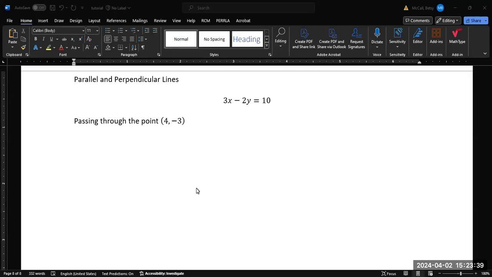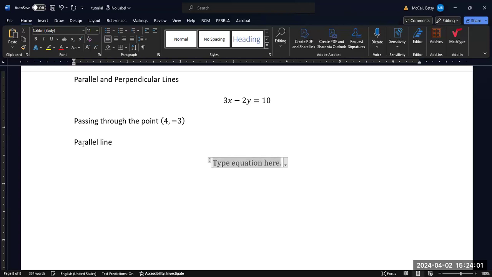Okay, so in this video, we're going to be looking at how to write equations of a line that are parallel or perpendicular to a given line and passing through a specific point. In this case, we're going to pass both of our examples through the point (4, -3). And so we're going to start with the parallel line.